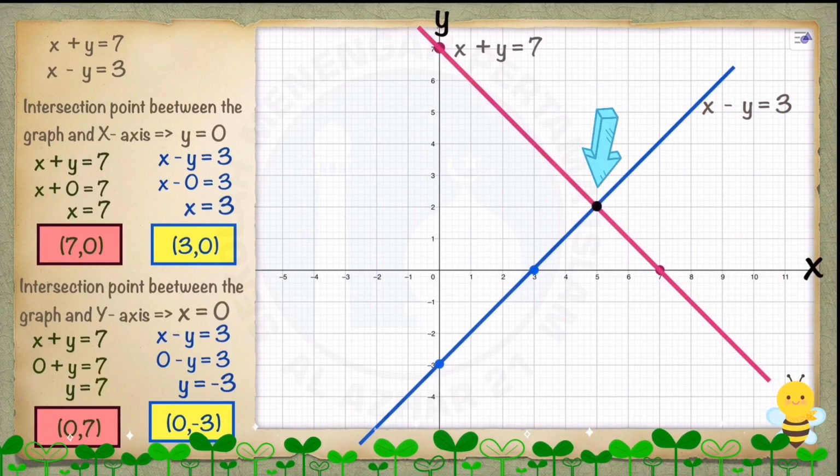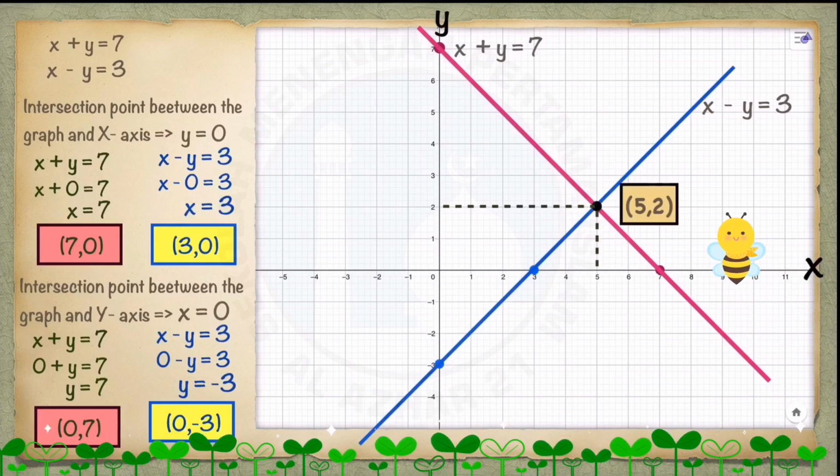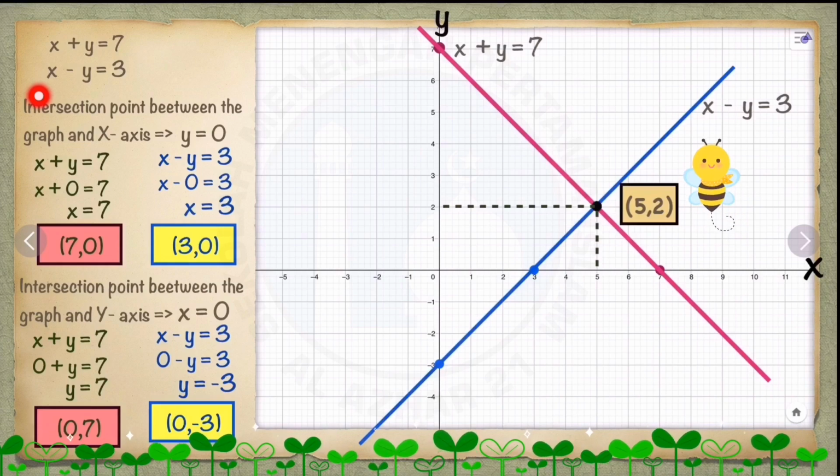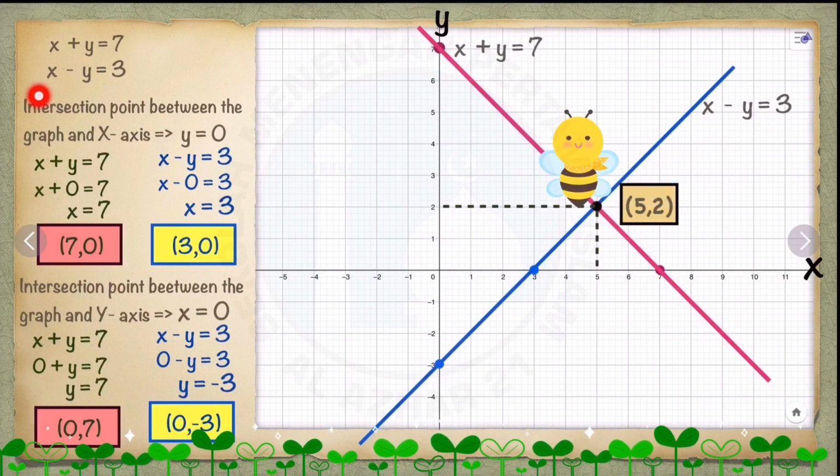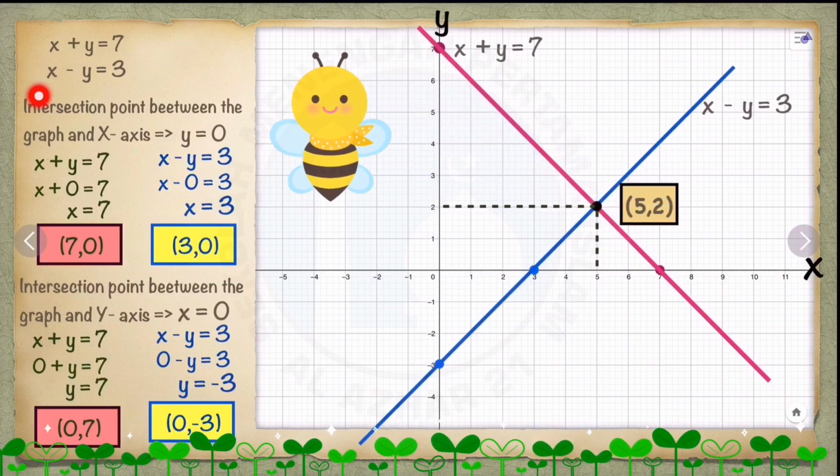There is an intersection point between the first graph and second graph, and the coordinate is, look at this, (5, 2). (5, 2) is the solution of the linear equation system. The value of x is 5 and the value of y is 2. So the number of pens is 5 and the number of pencils is 2.